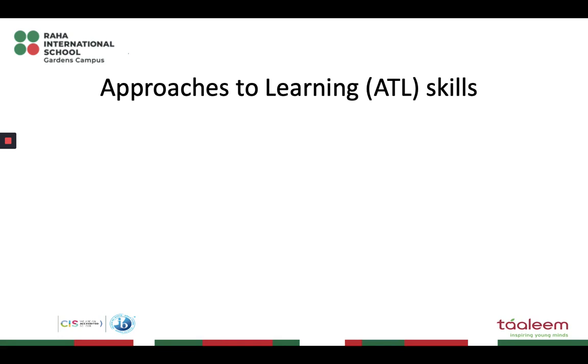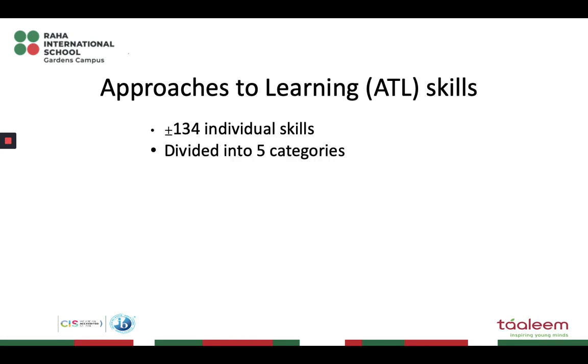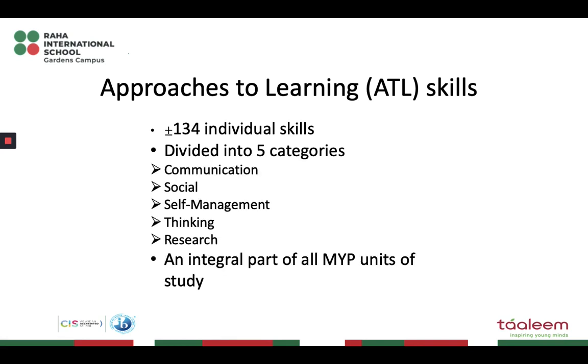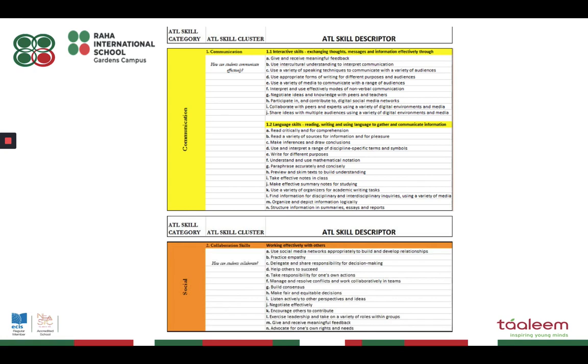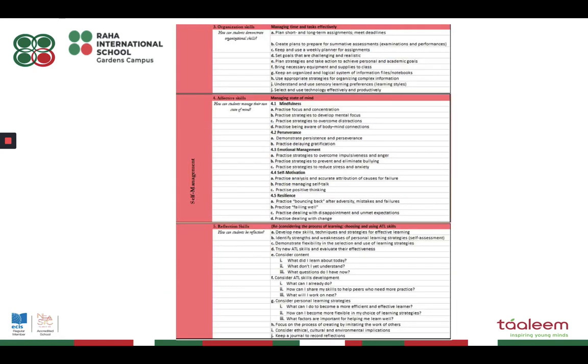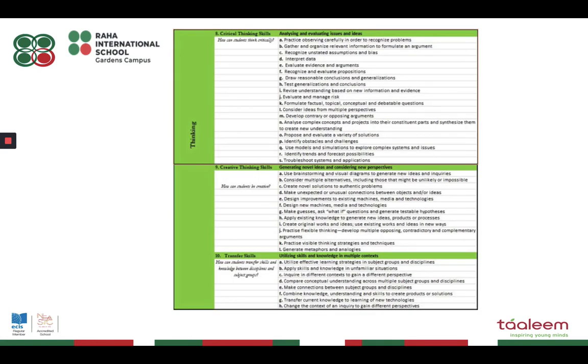Then we come to the ATL skills. Now, ATL skills are a very, very important part of the IB. ATL skills are used in the PYP, MYP, and the diploma program. And in the MYP specifically, there are approximately 134 skills divided into 5 categories of skills. Those are them. And as I've said, it's an integral part of all of the units. So just a very quick snapshot. These posters are up around the school in all classrooms, just so that the students have quick access. So we have communication, social, self-management, research, and thinking skills.